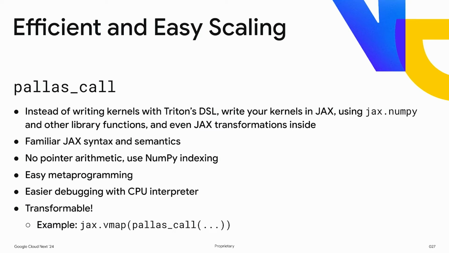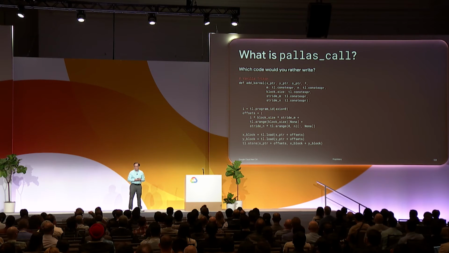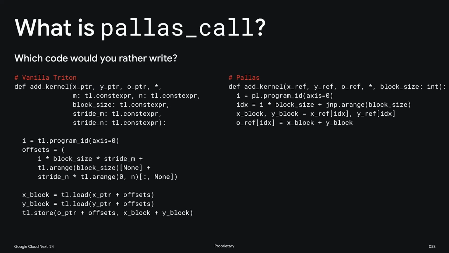Palace. So you can also use Palace. And the nice thing about Palace is you don't leave JAX. You stay in the JAX syntax and idioms and code and semantics and so forth. It's also transformable. And it's easier debugging with the CPU interpreter. So let's look at some Palace code. Here's, again, our Triton kernel. That's the same kernel in Palace. Which code would you rather write?